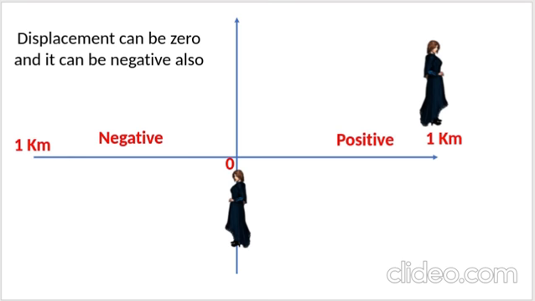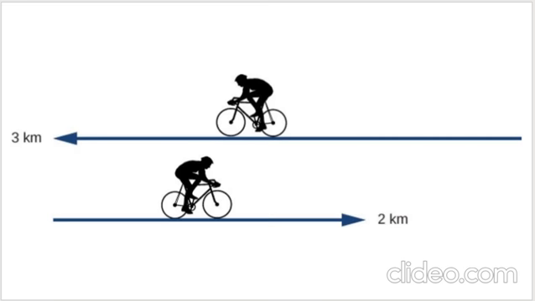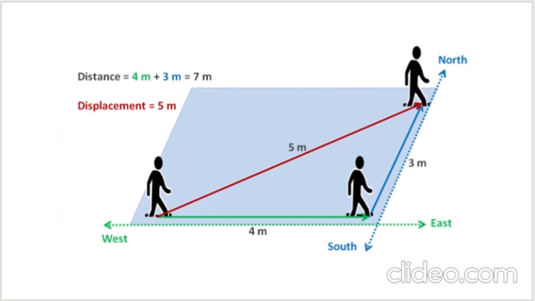But when I say distance, it cannot be negative or zero, it will always remain positive only. Alright, so for example, a person is cycling 3 kilometer, 2 kilometer, minus 1 kilometer, it can happen just in case of displacement, not the distance. So here if you see, there is a person moving here and there.